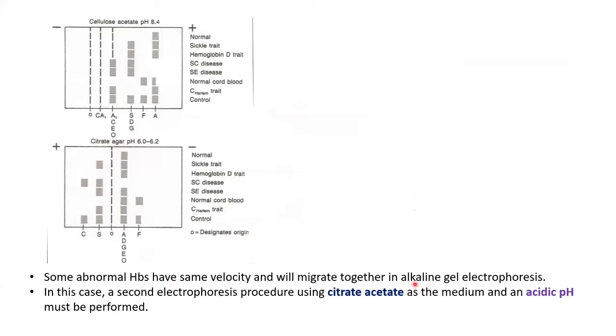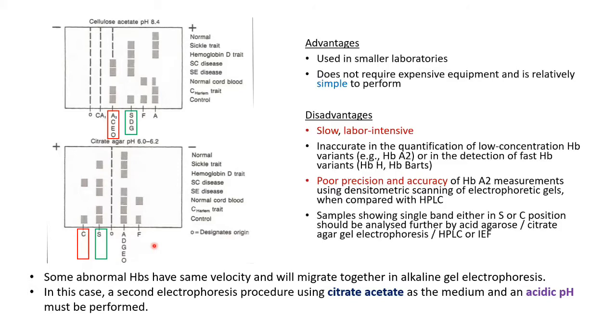So we'll have to run an acid electrophoresis that is done using a citrate agar at a pH of around 6. So the utility of running the second gel is to separate hemoglobin C, which, as you can see, is able to separate out from the other variants in an acidic gel electrophoresis. Similarly with S also, you can easily separate S from D or G using an acid electrophoresis. So this is a very basic method for identifying the different normal hemoglobin variants which are present within a sample.